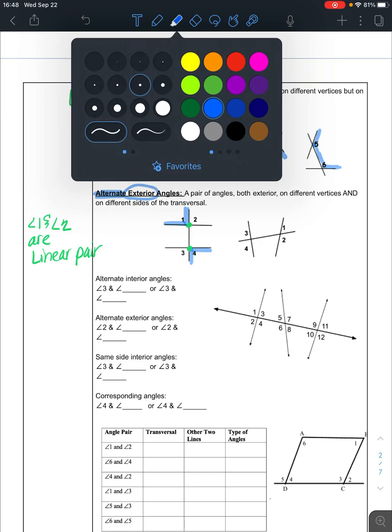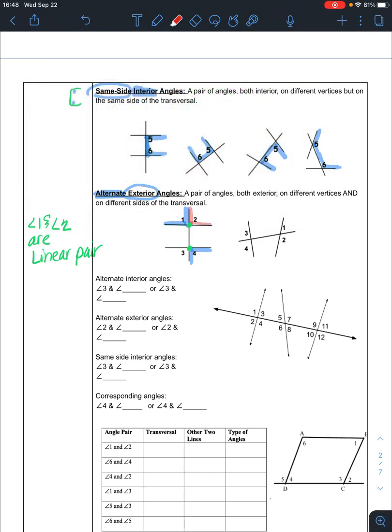We also in this picture have another set of alternate exterior. 2 is alternate exterior with 3. The same thing here. I have 1 is alternate exterior with 4. And 3 is alternate exterior with 2. They're on alternating sides of this transversal right here. Here's your transversal. They're on alternating sides of your transversal.